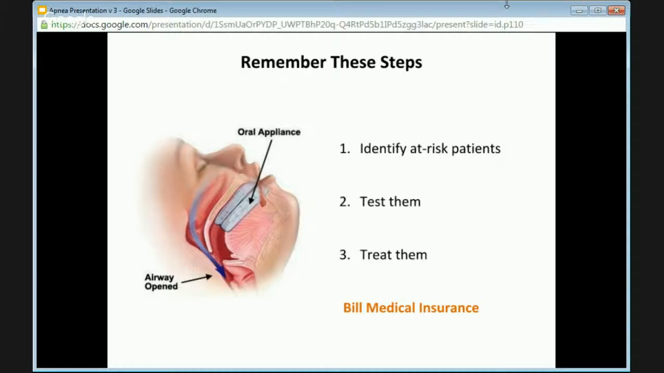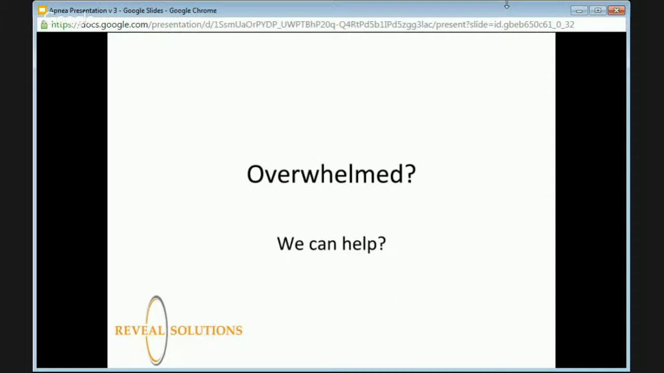Okay. Test them. What do you want to do? You want to test them and use, if you can, an overnight home test. Why? Because they're more likely to do it. How? Show them the test and show them all the wires from the sleep center. That's how. Treat them. Make them an oral appliance. Save their life. And then bill medical insurance and let them reimburse you for it.